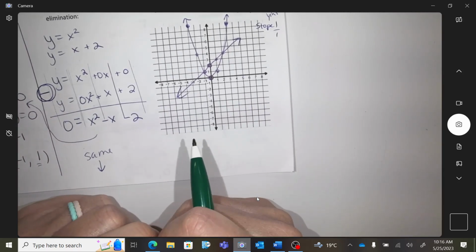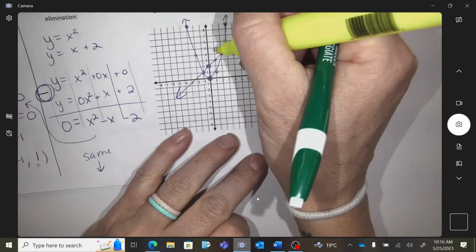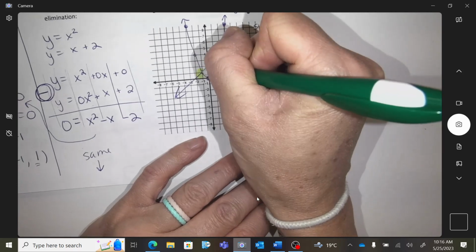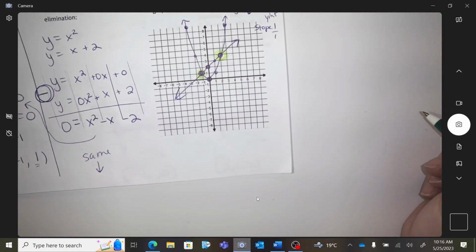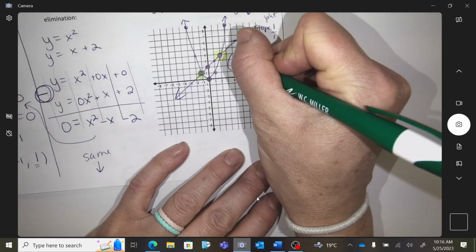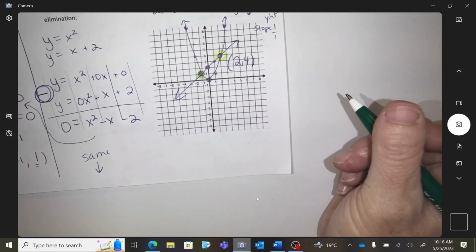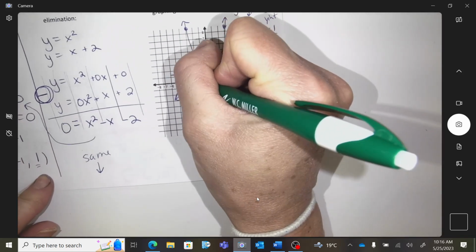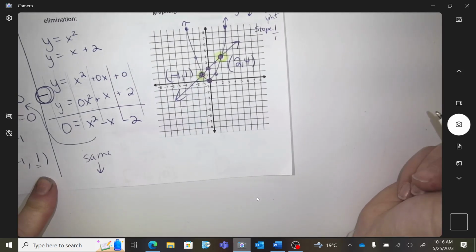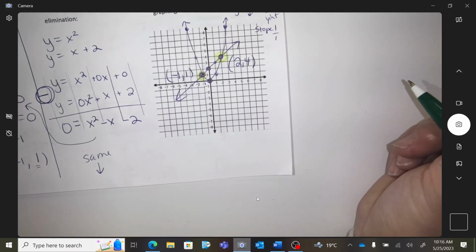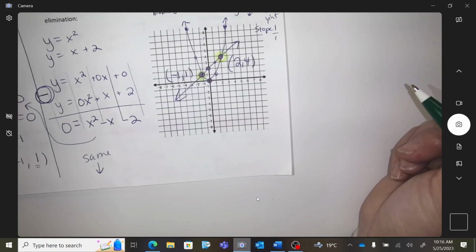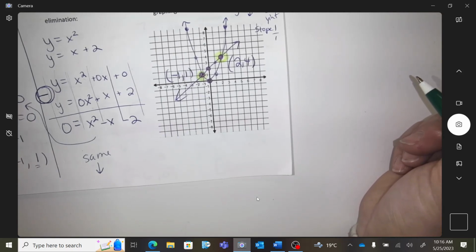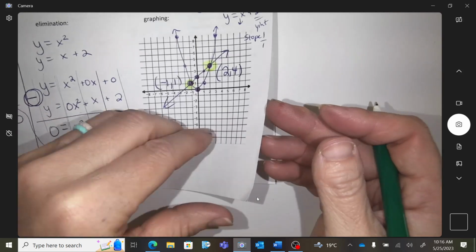Okay, so what is the solution? Where do they equal each other? So this coordinate and this coordinate is where they intersect. So the solution would be 2, 4. Ooh, look at that. It matched our algebra. And then this intersection is at -1, 1. So does this make sense from grade 10? What you kind of did, but with a little bit of a twist?